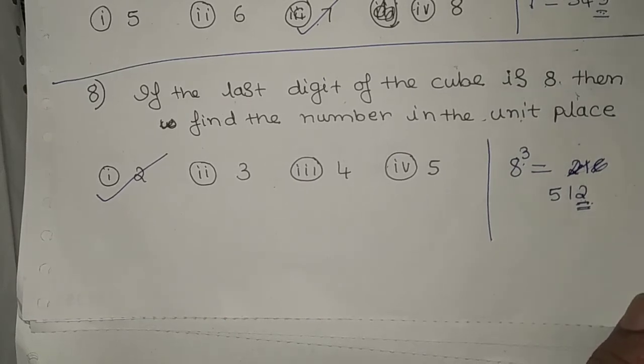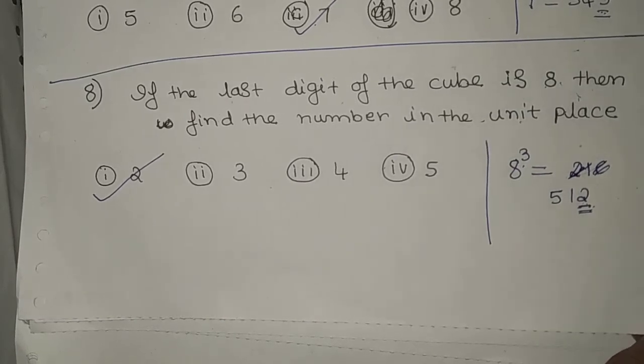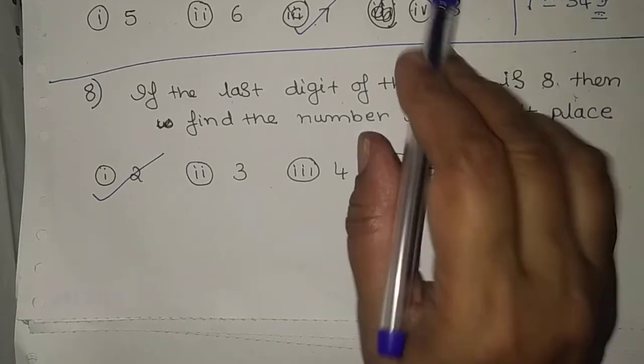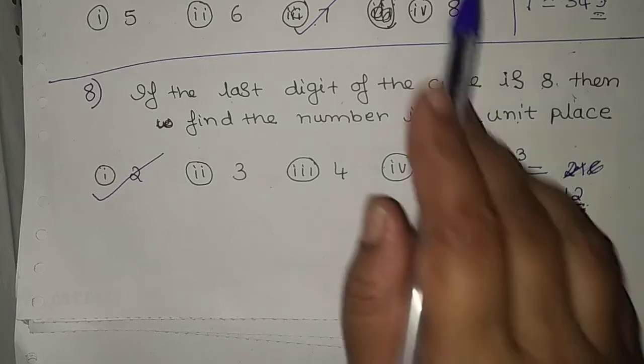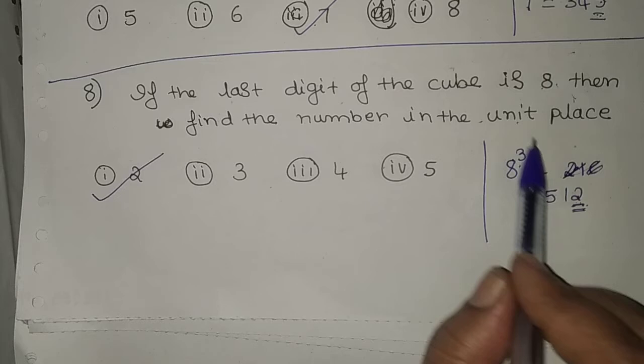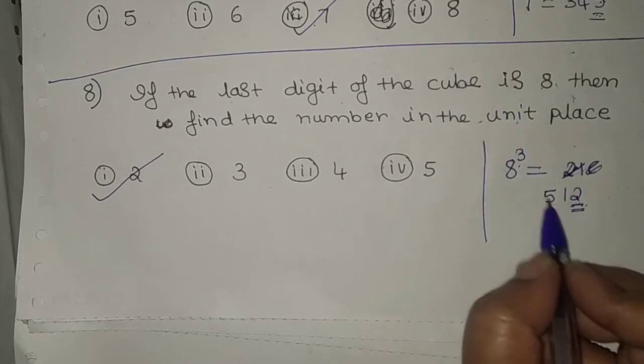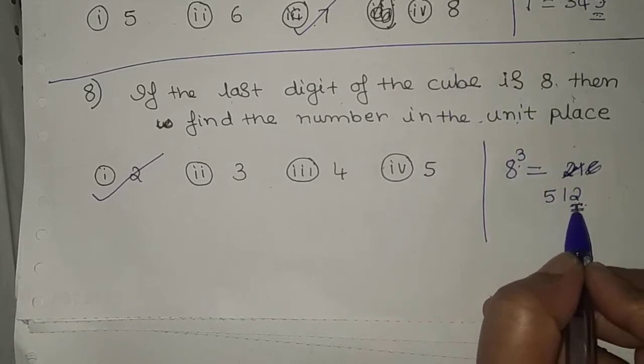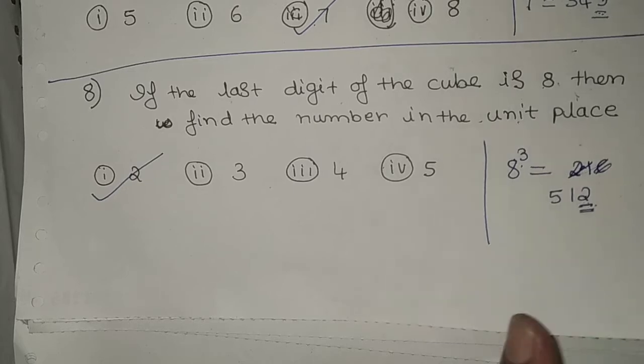So read the question carefully. It will be a little confusing, but understand the question, then solve the problem. Both these questions are interchanged. Here first the unit place is given, then the cube we have to find out. Here first the cube is given, then the unit place we have to find out.